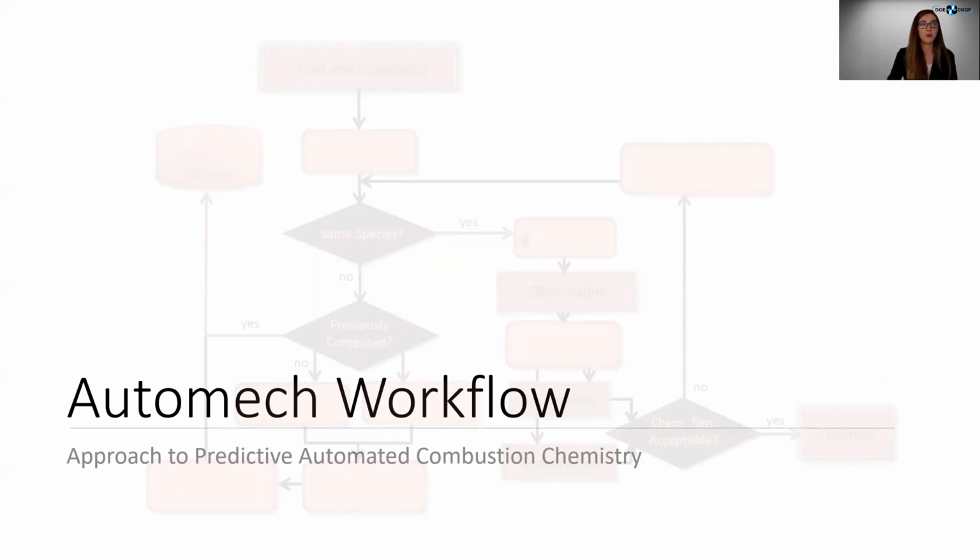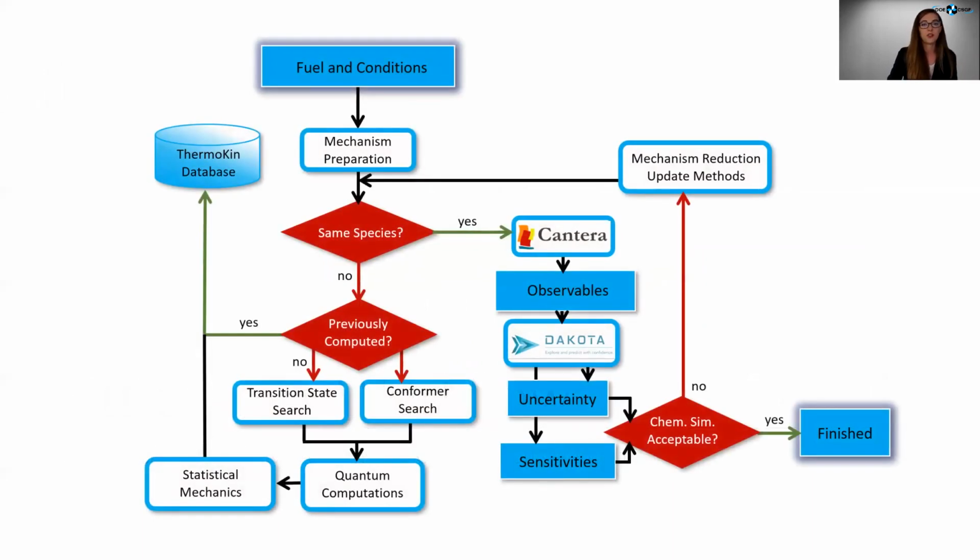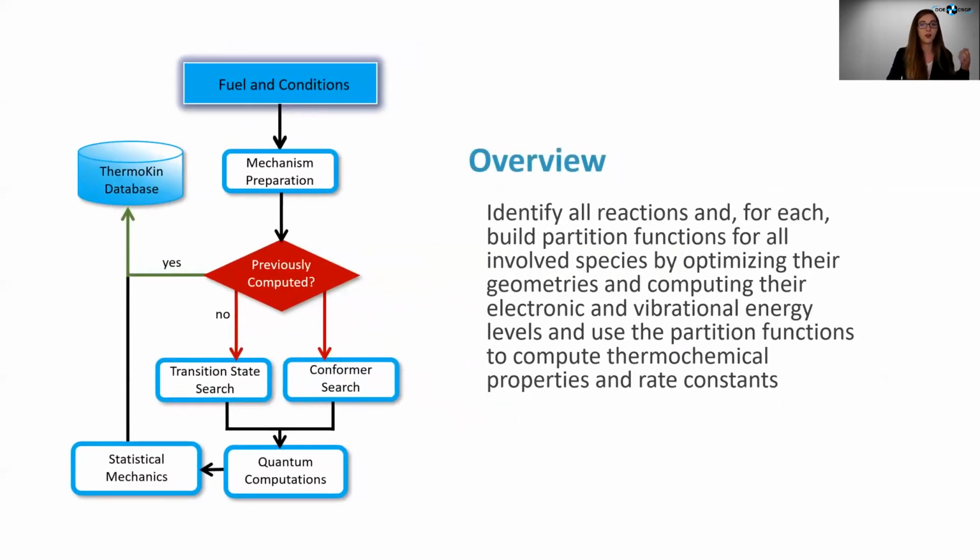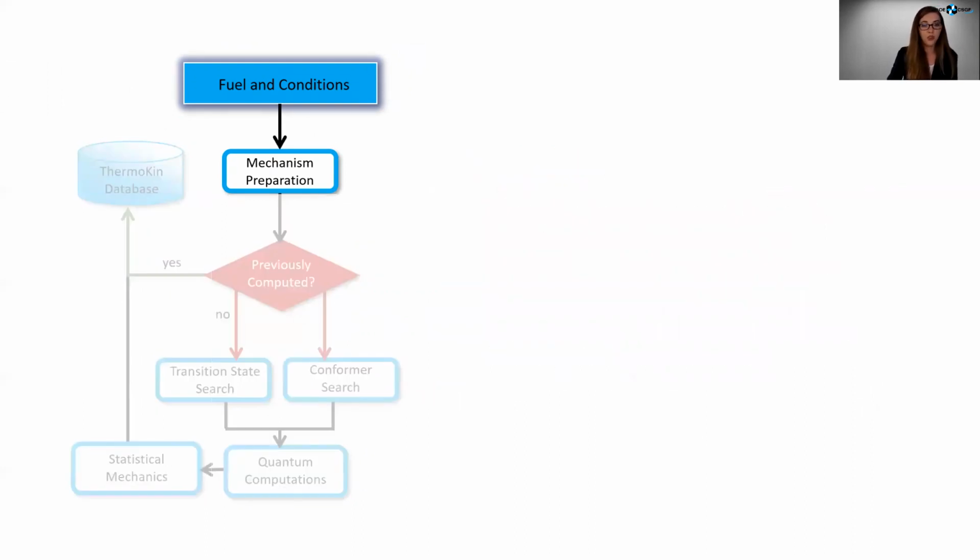This is our automated program where it will handle and do all of these types of calculations automatically. So the overview is that we want to find all of the reactions in a combustion mechanism, given any fuel name, and be able to produce the thermochemical properties and the rate constants for more combustion modeling.